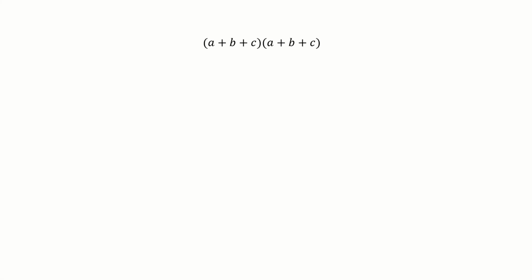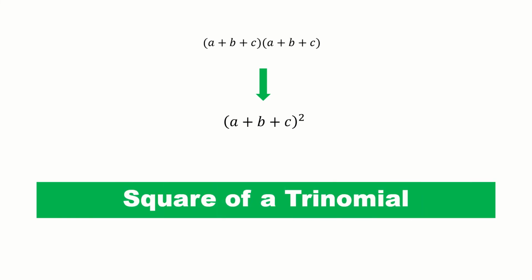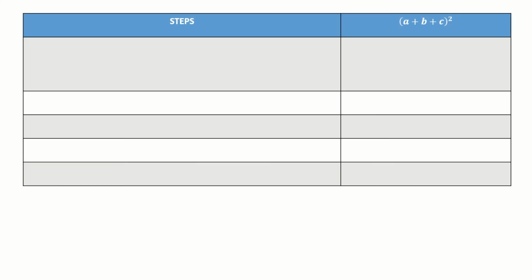So now, as you can see, we already have three terms. So we have a plus b plus c, and we multiply it by itself twice. In other words, we can write it as the square of a plus b plus c. And that gives us the last of our special products, called the square of a trinomial. So how do we get the square of a trinomial? The very first step is to get the square of each of the terms.